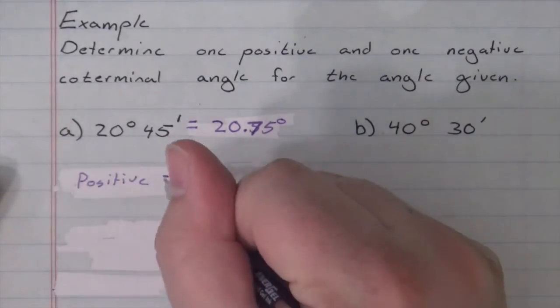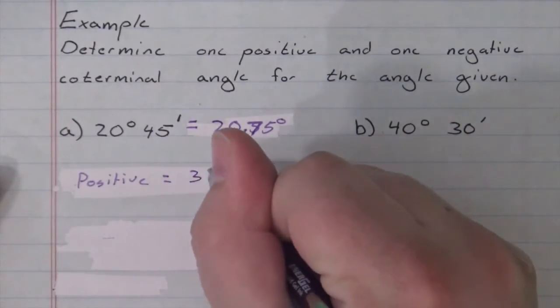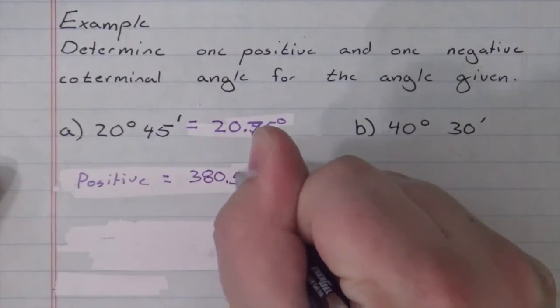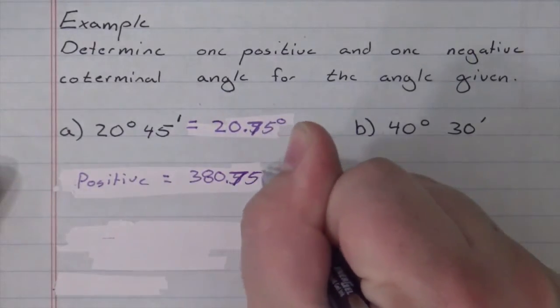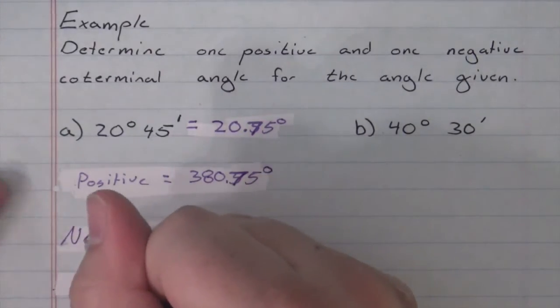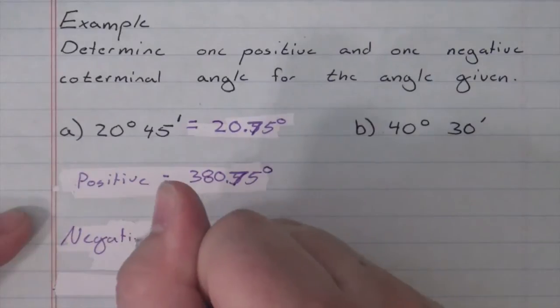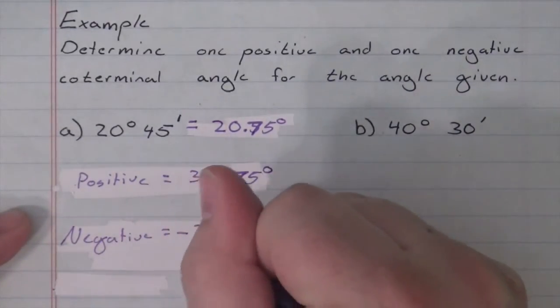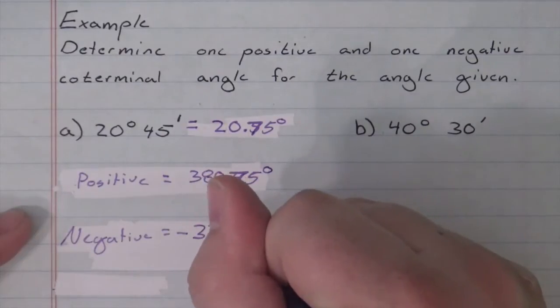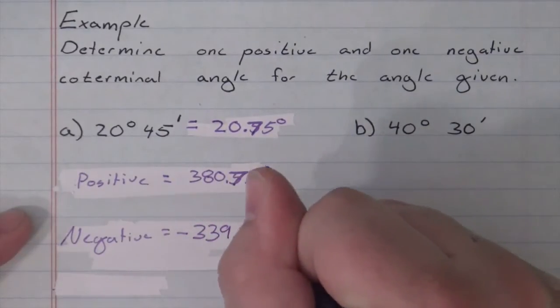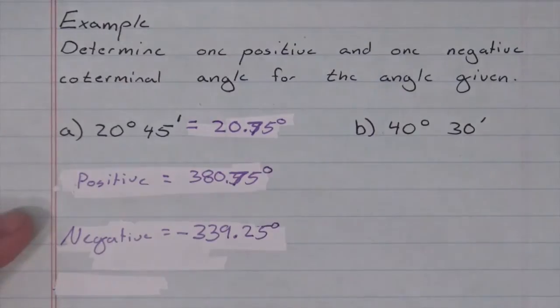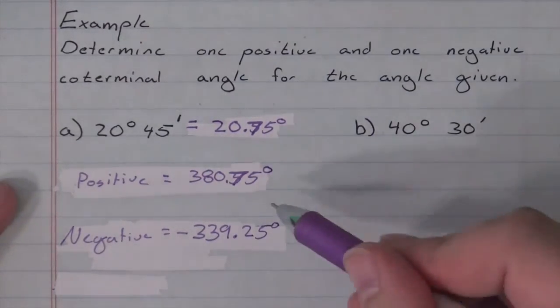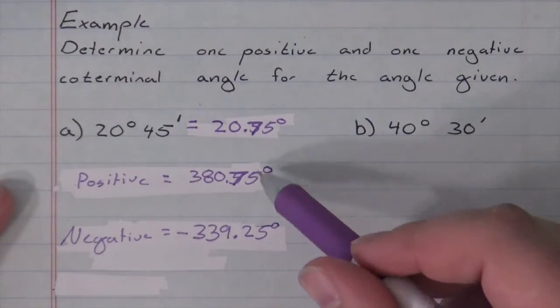Knowing this, we can find our positive angle by adding 360 plus the 20.75, and we get 380.75 degrees. For our negative angle, we have to subtract 360, and after we do the subtraction, we get negative 339.25 degrees.